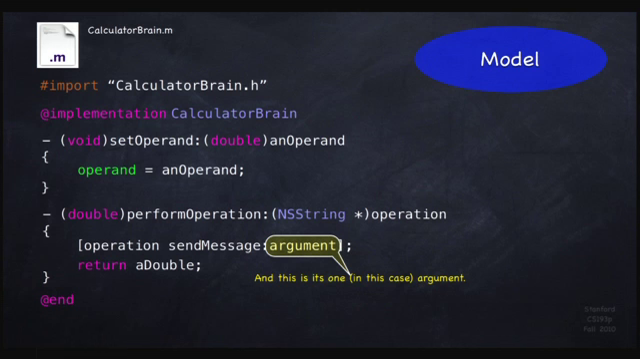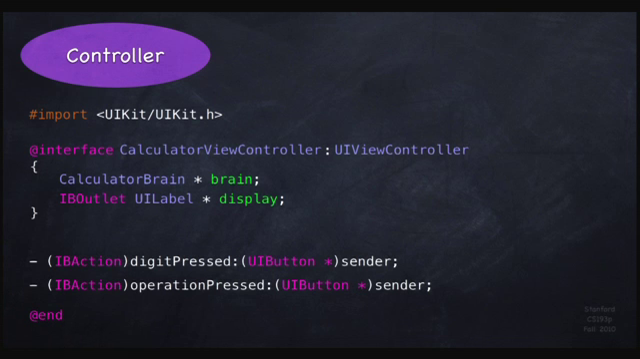Obviously, our implementation of perform operation is going to have a lot of different stuff in there. Okay, so that's the model's header file, its interface, and now its implementation. The last thing I'm going to show you is the controller. Its header file. We're not going to do its implementation, but we'll show its header file. So a couple things to note here.